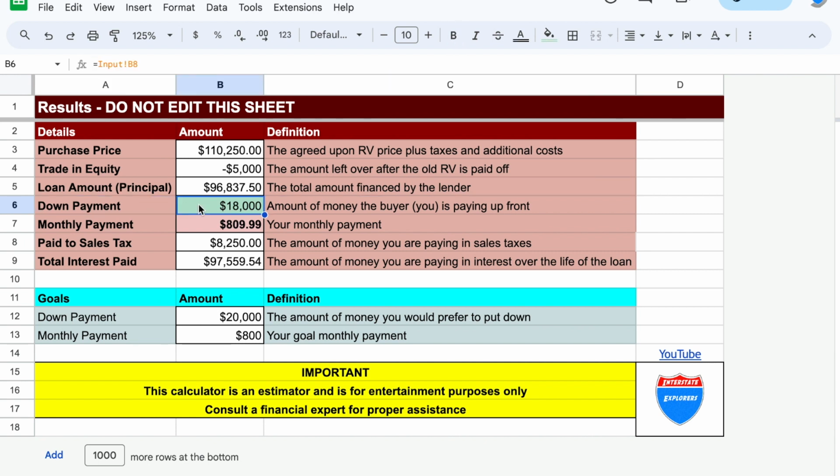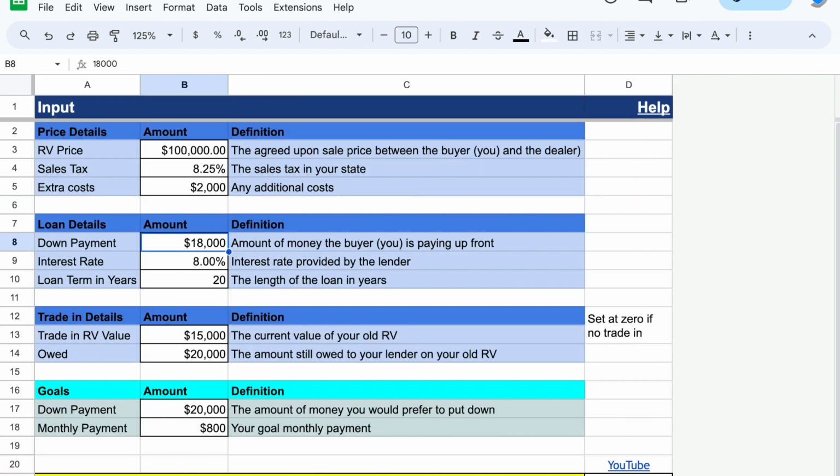Our down payment, we've already said, is $18,000, and our monthly payment, then based off of our loan amount and our loan term and our interest rate, is going to come out to $809.99. We're going to be paying $8,250 to sales tax, and the total interest paid over the life of the loan will be $97,559.54.